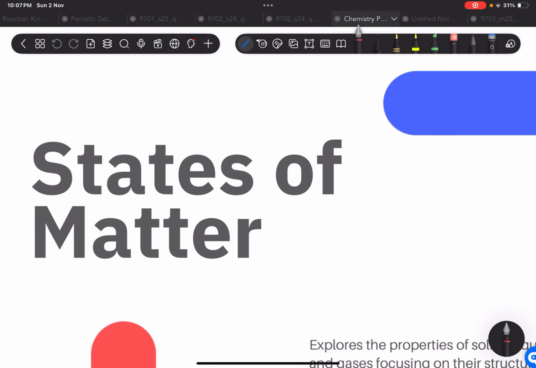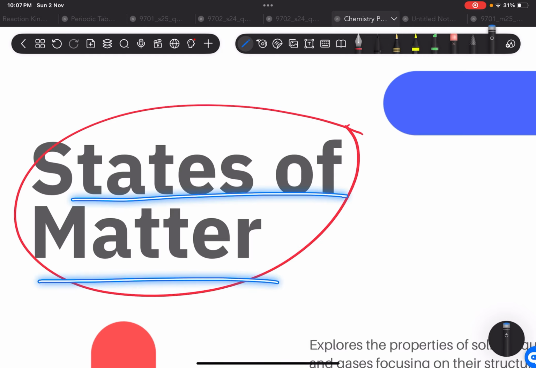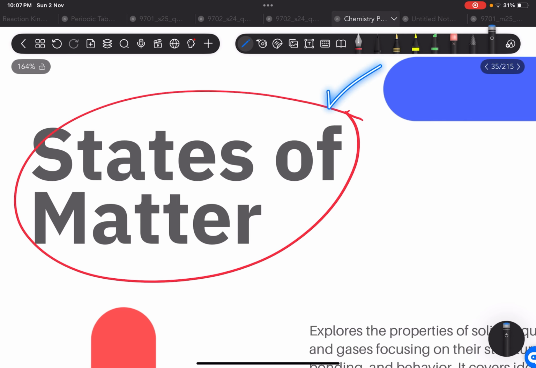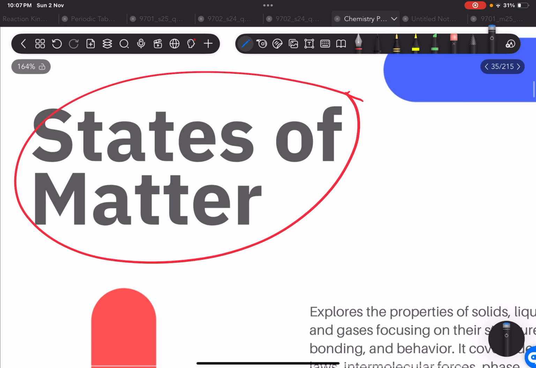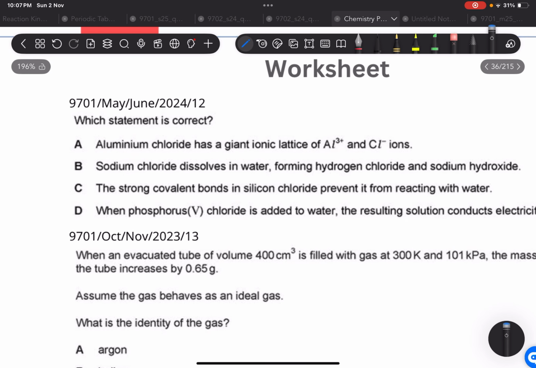So today we are going to be starting with states of matter, AS level chemistry, and it's going to be a fun topic to revise. Chemistry is fun, chemistry is love, and let's get started with this topic. We're going to do a bunch of past paper questions. We're going to revise the concepts, and it's going to be fun.